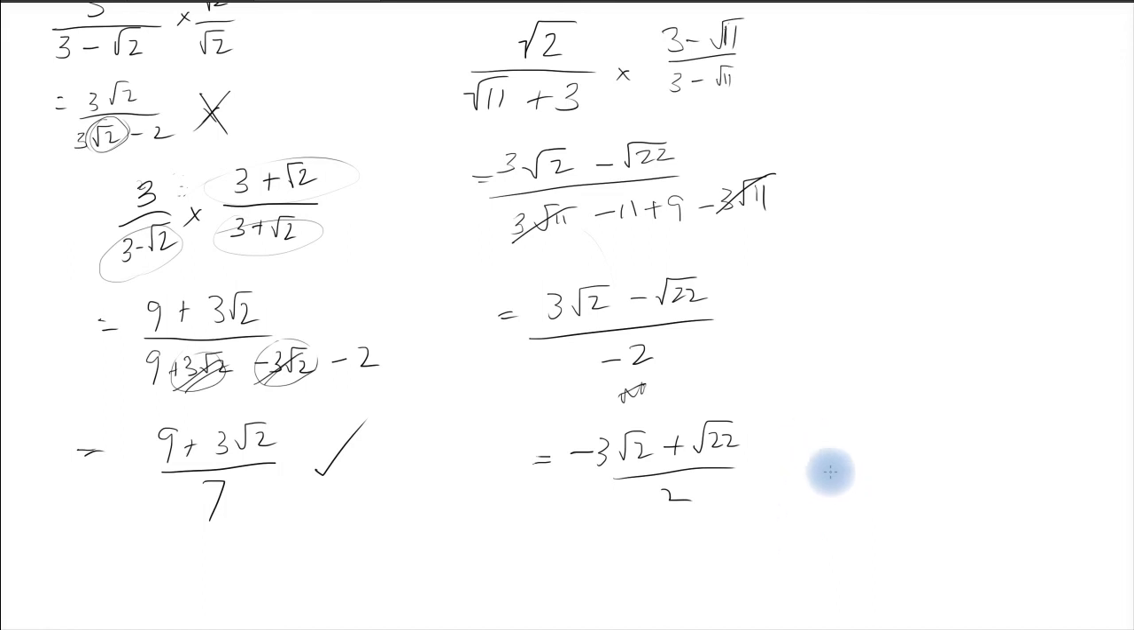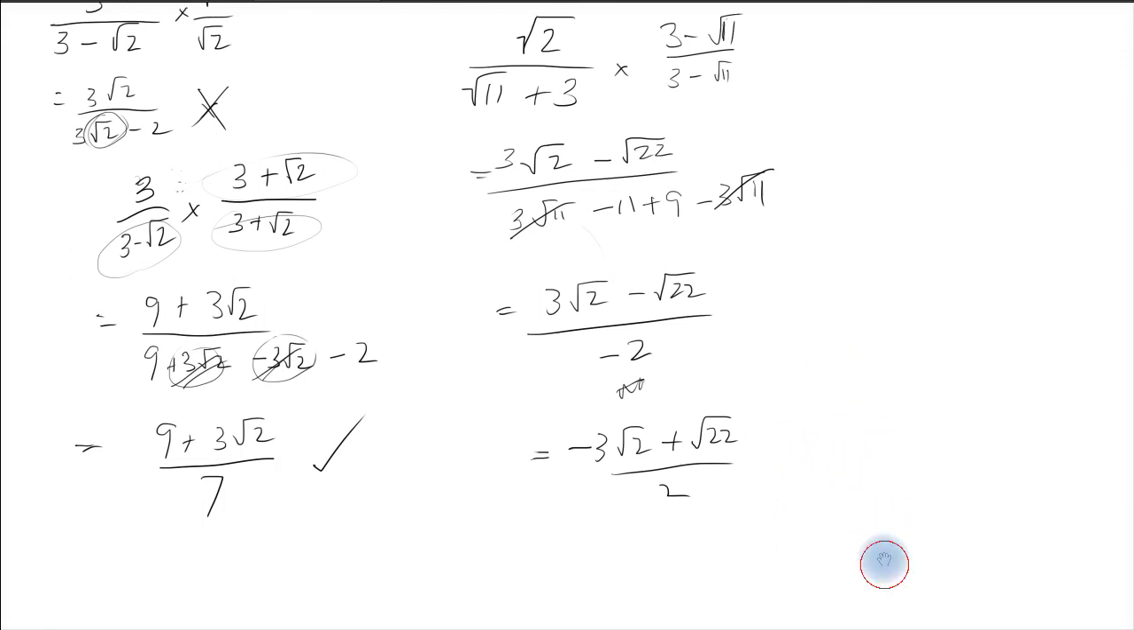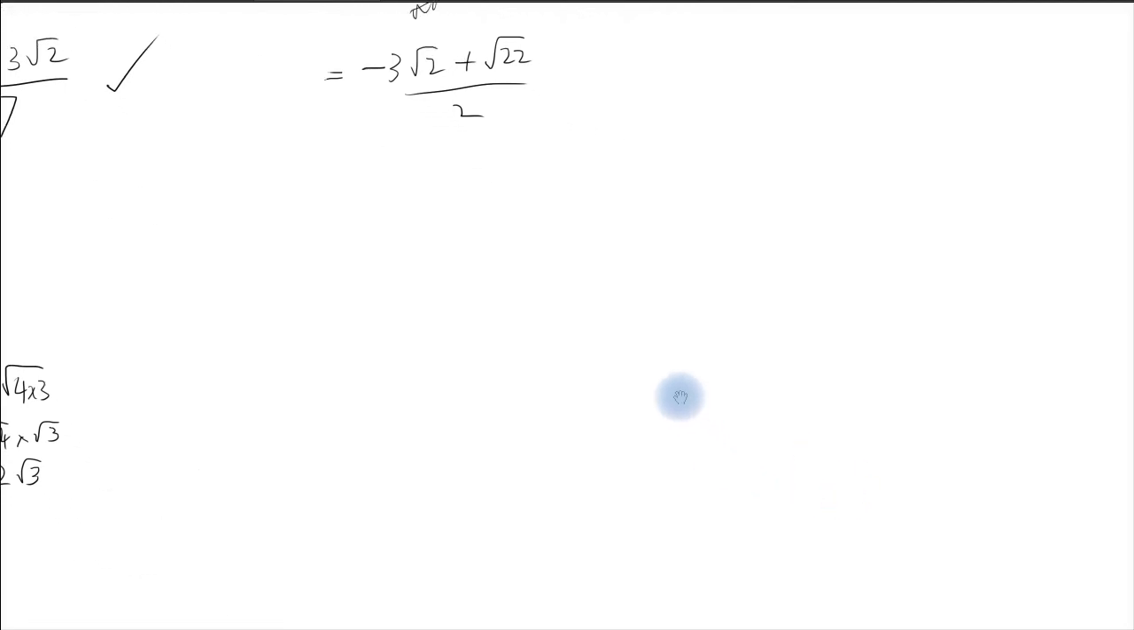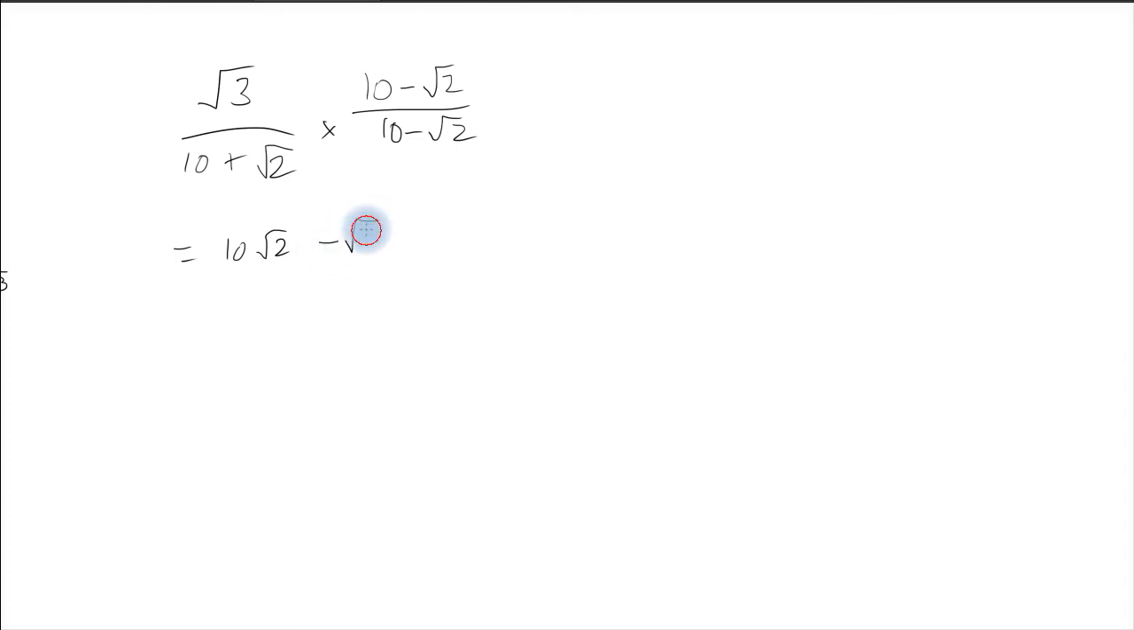Okay, let me do one more example of that type because it's a little bit tricky. So let's have root 3 on 10 plus root 2. Got to simplify this. Well, multiply by the conjugate over the conjugate: 10 minus root 2 over 10 minus root 2. Okay, so we get 10 root 3 from those two. Root 3 times negative root 2, negative root 6.